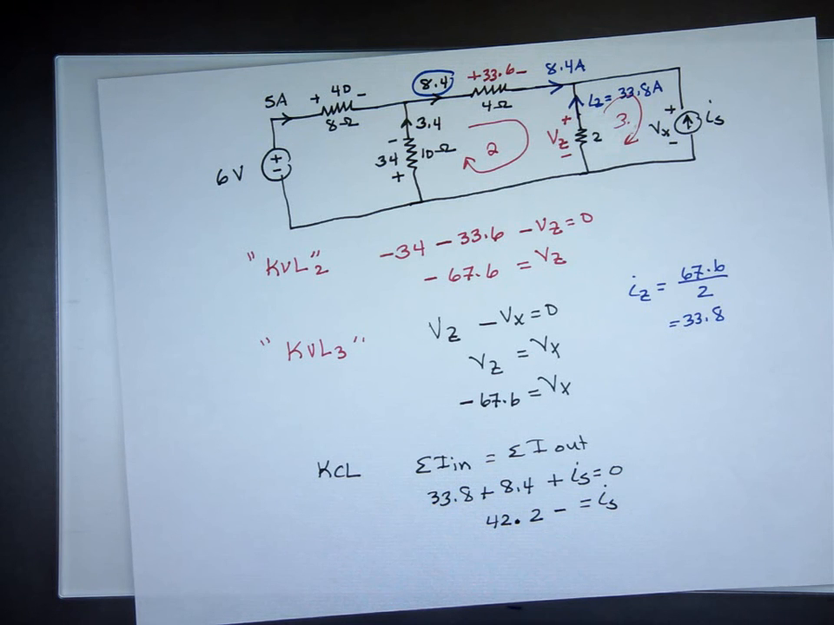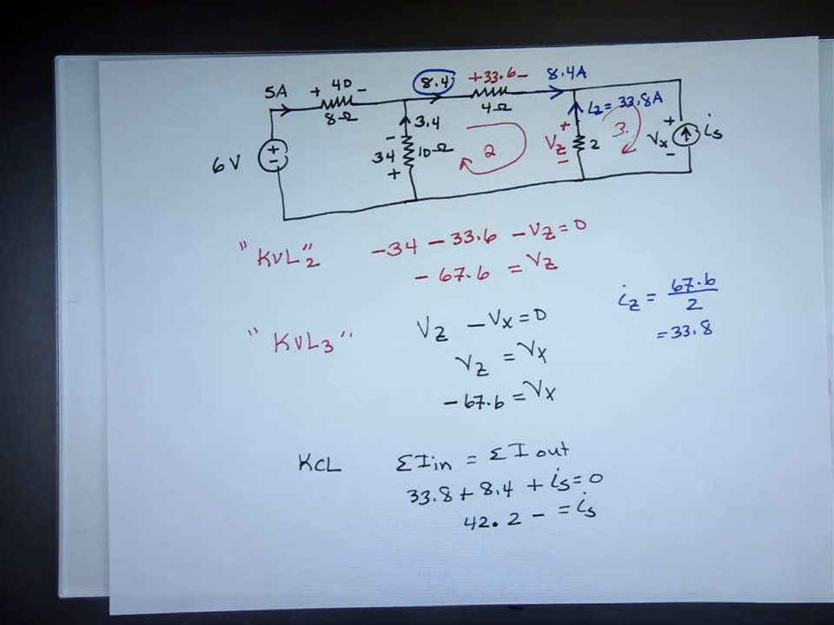I have more examples to deal with KVL and KCL as the problem gets more complicated, as you have dependent sources, but I'll put that in the next video.